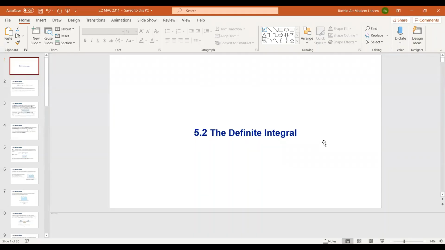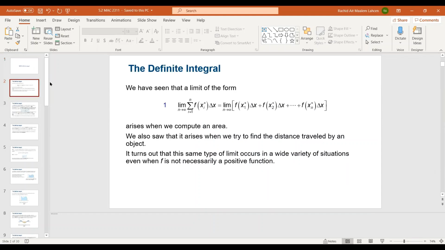Hello, everybody. We'll continue chapter 5, and this is 5.2, the definite integral. So you need to, of course, watch 5.1 before this one. And this is something we discussed in 5.1.